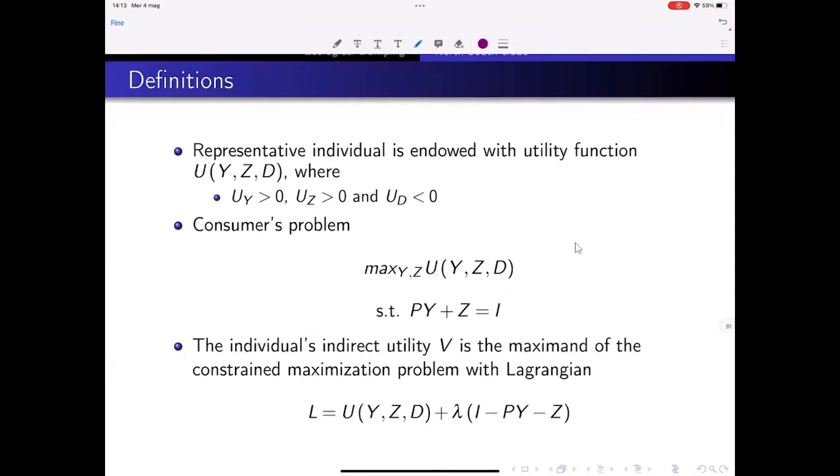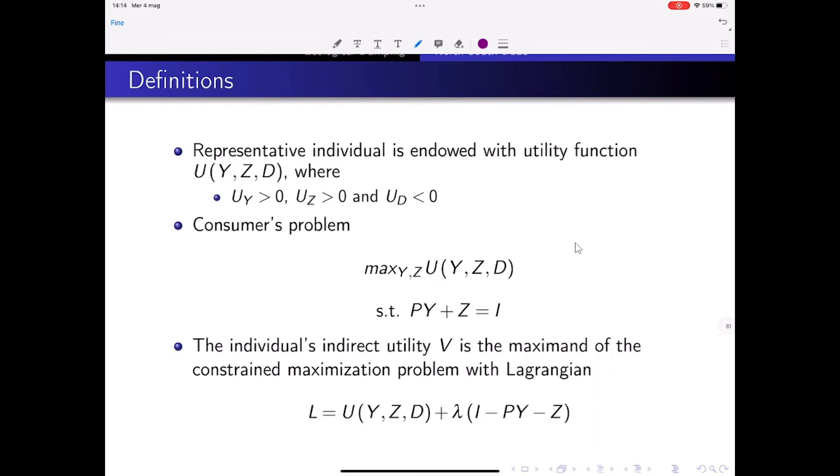Now let's try to solve the model. Remember, I would like to study the impact of trade liberalization on welfare. So first of all, I have to define what welfare is. Here it's quite simple, because I have a representative individual, and therefore I have to look at what happens to the welfare of this individual if there is a trade liberalization.